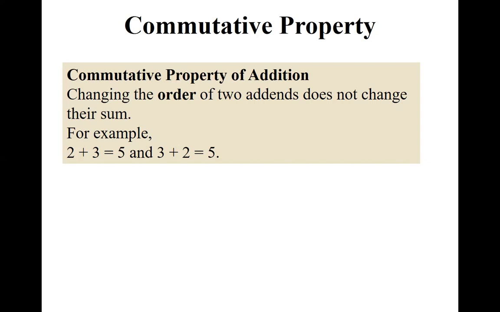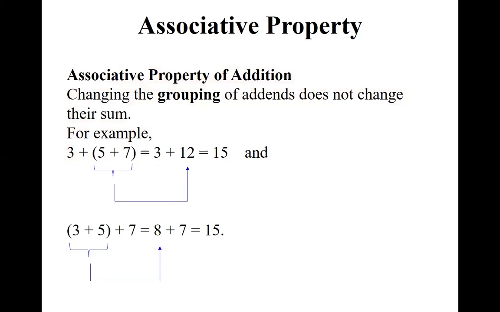Another property of addition is the associative property. The associative property says that changing the grouping of addends does not change their sum. You could remember this because the people you associate with are your group. For example, if we're adding 3 and 5 and 7, we can group the 5 and the 7 and add that first. 5 plus 7 is 12. And then we could add the 3 on and get 15.